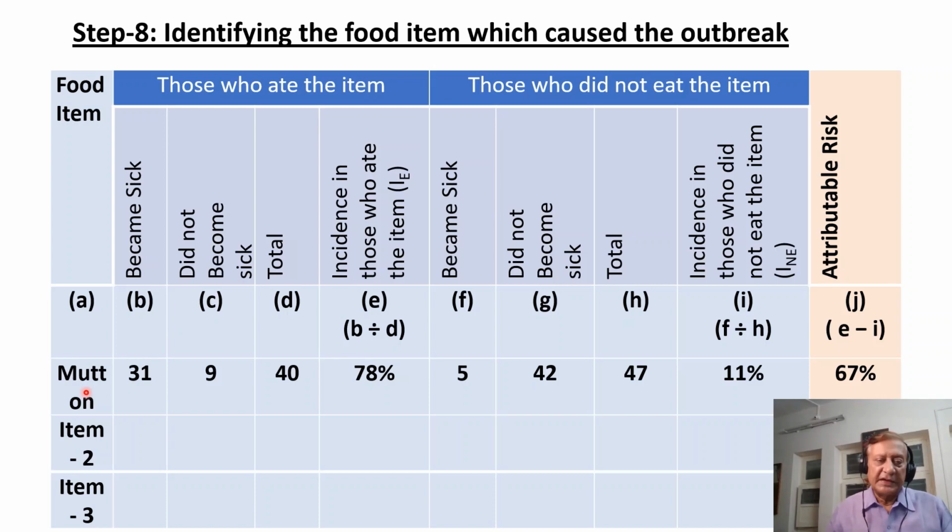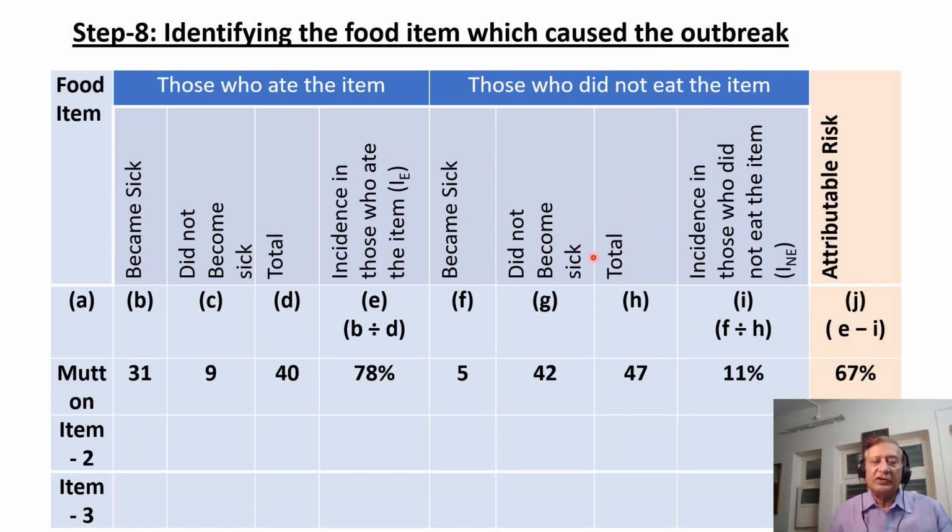So, like for mutton curry, there were a total of 40 boys who gave a history of having eaten mutton curry, and on further consolidation of data, we found that out of these 40, 31 developed sickness. And then we calculate in this column the incidence among those who ate the item. We also call it the attack rate among those who ate the item, and this is calculated as B, that is those who became sick, divided by D, that is the total number who ate that item. So B divided by D, in this case for mutton curry it is 31 divided by 40, so it converts to 78%.